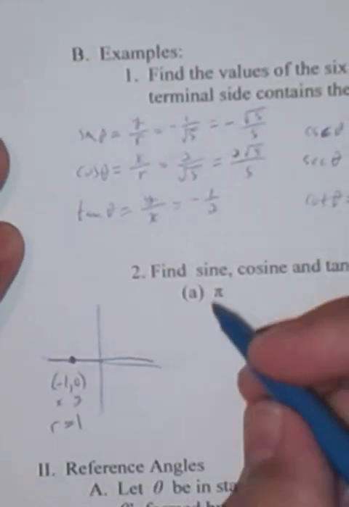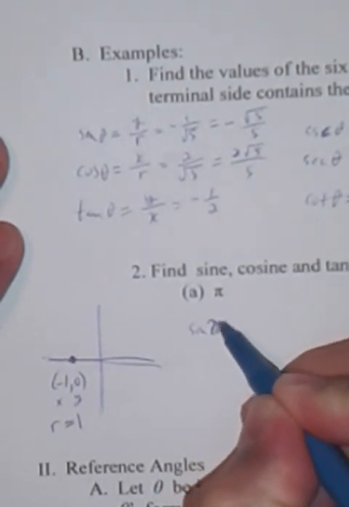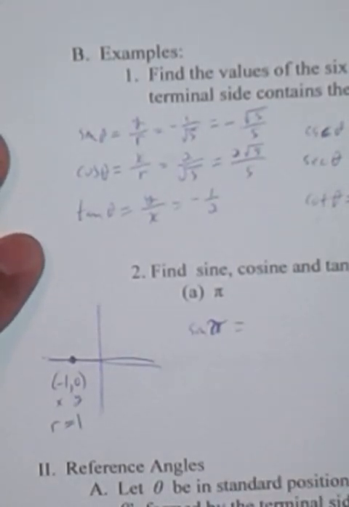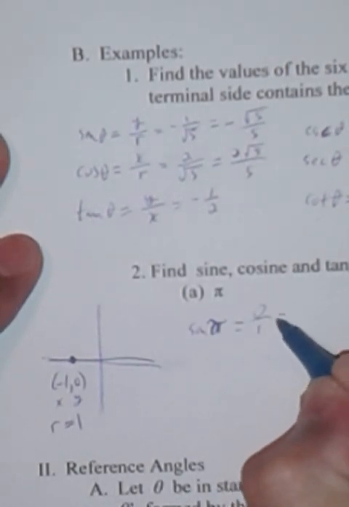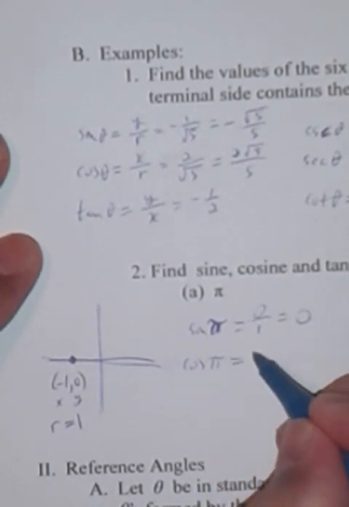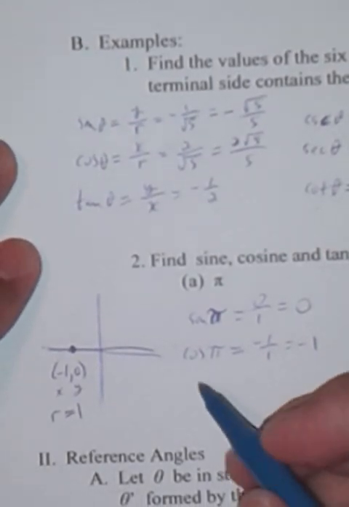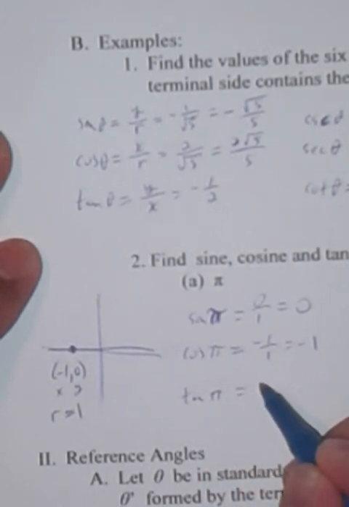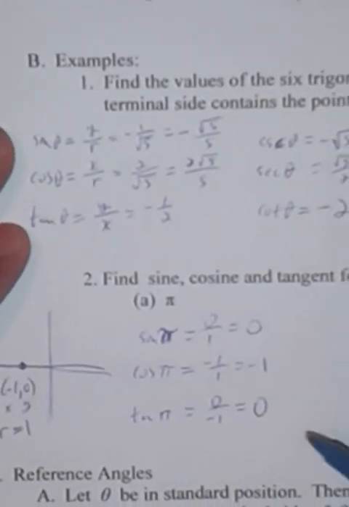Okay, so we can build then our sine, cosine, and tangent. So sine of pi, notice we don't say theta because we have pi. Sine of pi is y over r, so it's 0 over 1, which is 0. Cosine of pi would be x over r, which is negative 1 over 1, which is negative 1. And then finally the tangent of pi, which is y over x, 0 over negative 1, is 0.